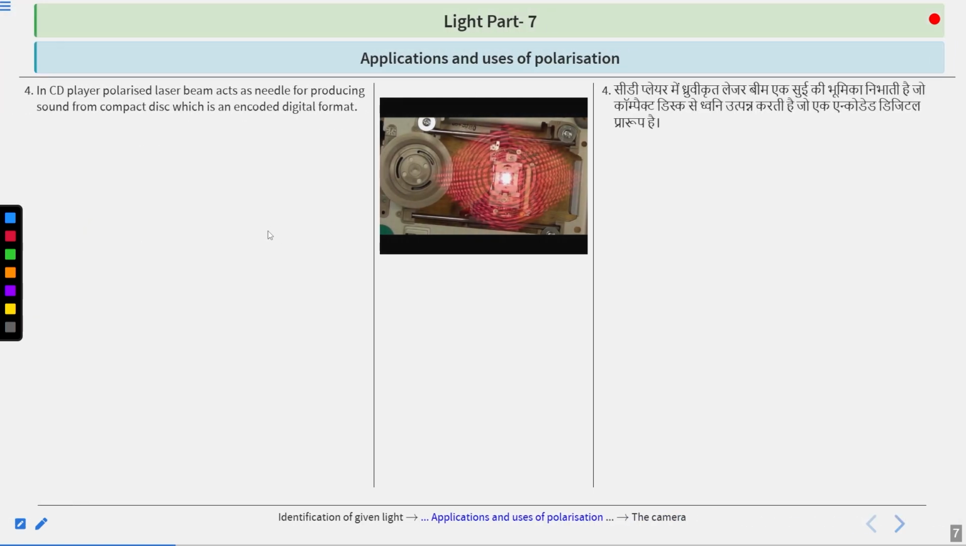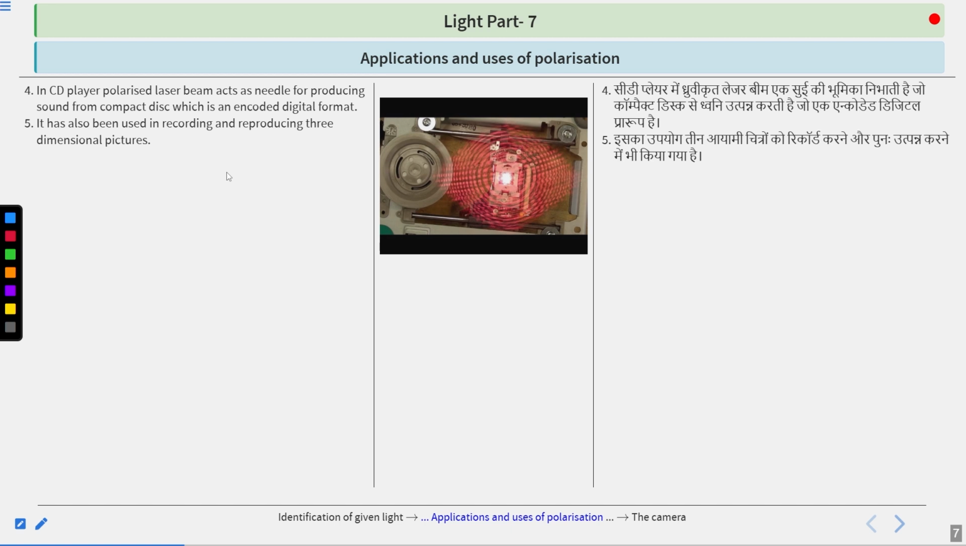Thereafter, in the CD player, what we call a compact disc, polarized laser beams act as a needle for producing sound from the compact disc, which is in an encoded digital format. Have you ever wondered how the sound is produced in the CD, because it is in the encoded digital format? For this, we use the polarized laser beam in the CD player. Here you can see this picture. This is acting as a needle to produce sound from the compact disc, and the sound is already present in the CD in the encoded digital format.